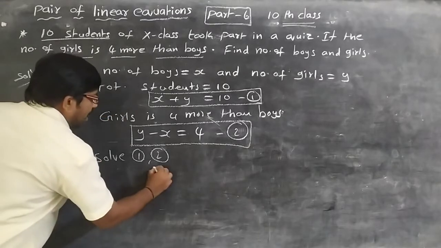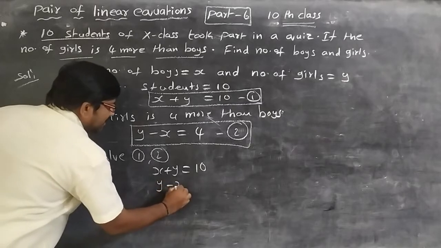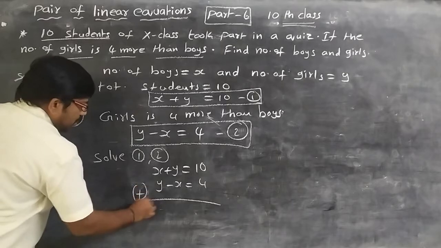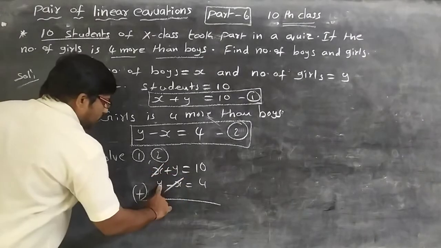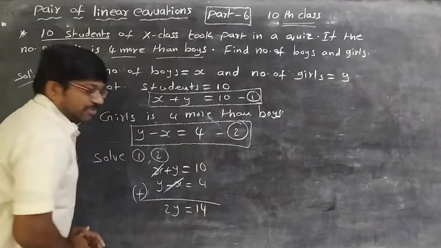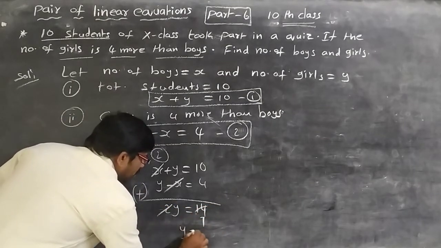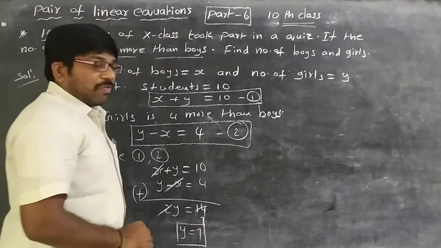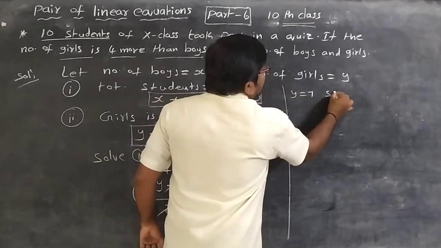The first one, x plus y is equal to 10, and the second one, y minus x is equal to 4. Add both. Here plus x and minus x get cancelled. So y plus y, 2y is equal to 10 plus 4, 14. 2 sevens are 14. Here y is equal to 7. We got y is equal to 7.